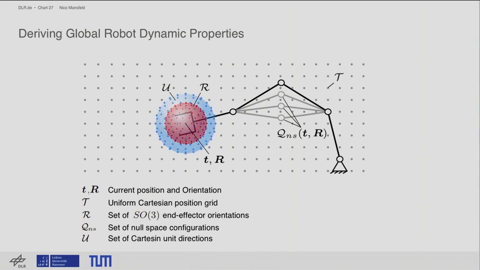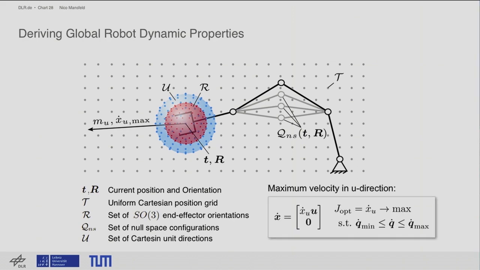And then the robot can, of course, move in every Cartesian direction, so we also have to discretize the principal Cartesian motion spaces. Now for every position, orientation, null space configuration, and Cartesian direction, we determine the instantaneous reflected mass in a certain unit direction and also the maximum velocity. This maximum velocity is determined by formulating a very simple static optimization problem, where we assume that the motor has certain maximum velocities and we move in a certain Cartesian direction and just want to maximize it.